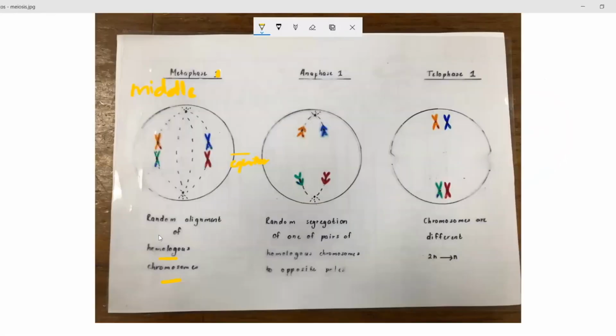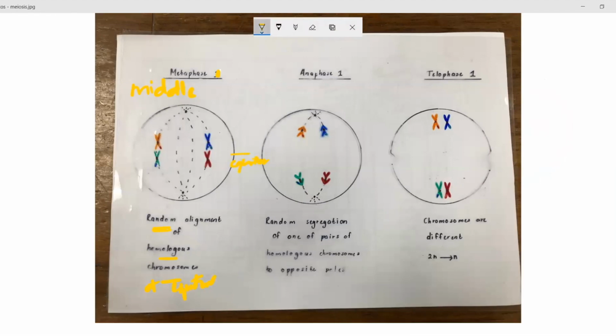And that's why I teach you must say random alignment of homologous chromosomes takes place at the equator. And then at metaphase 2 also, it'll be random alignment of chromosomes. So it's metaphase 1 and 2 that are responsible for genetic variation, and prophase 1. It's very important. And by saying random, it means there's no set pattern every time this happens in your body.